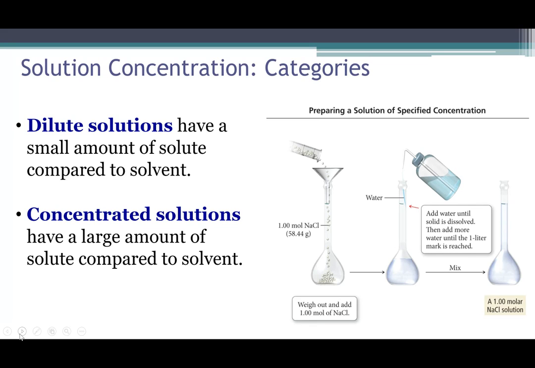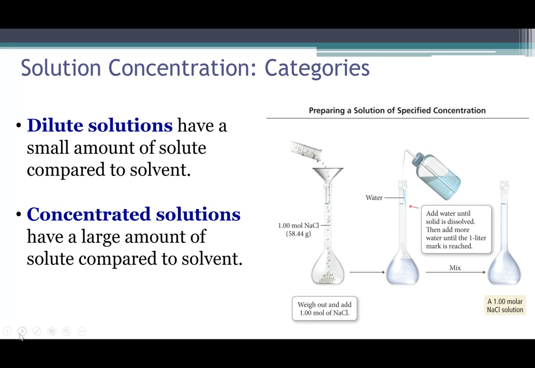When you're in the south, you would have the same amount of tea, so lots and lots of tea, but you would add lots and lots of sugar to that tea, right? So sweet tea in the south is a concentrated solution. So lots and lots of solute compared to solvent. That's the difference between dilute and concentrated.